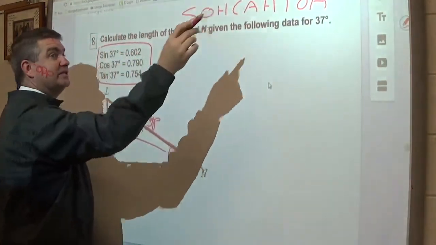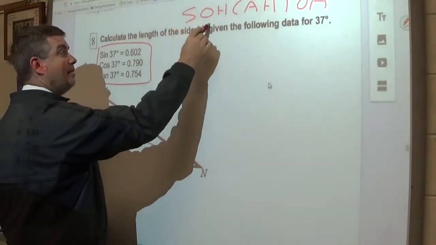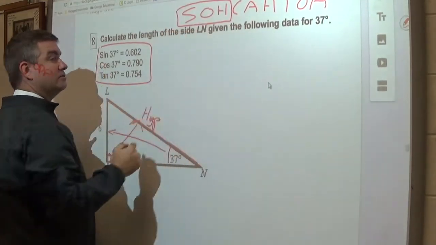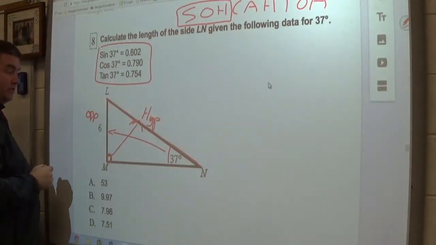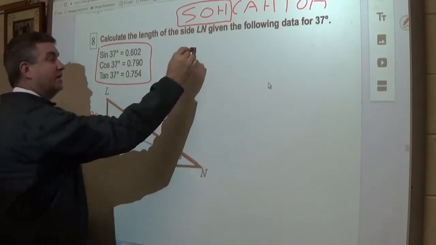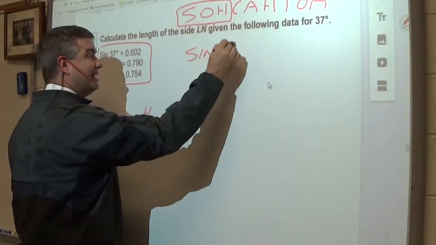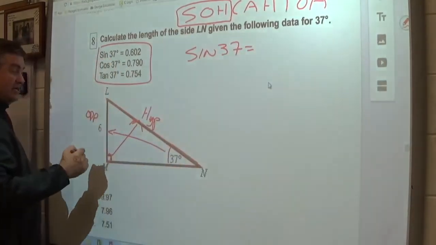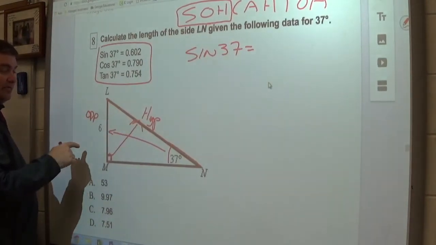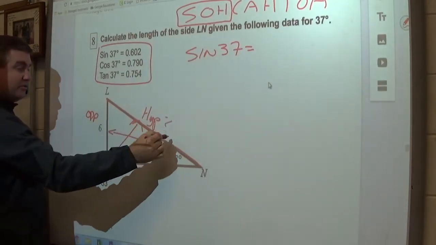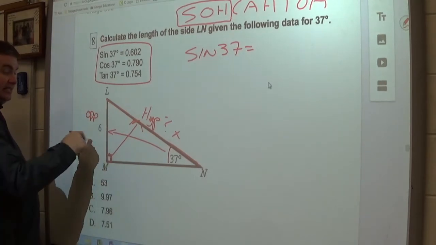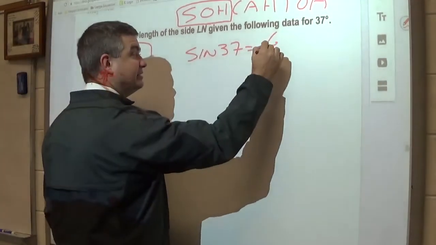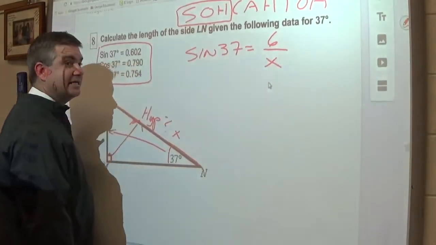Okay, which one of these trig functions deals with opposite and hypotenuse? That's sine. Okay, so we're going to be doing the sine of 37. So we set up our problem. The sine of 37 degrees is equal to opposite over hypotenuse. Well, this is our question mark. We're just going to put an X there. This side we know. Okay, opposite is 6 and hypotenuse is X.